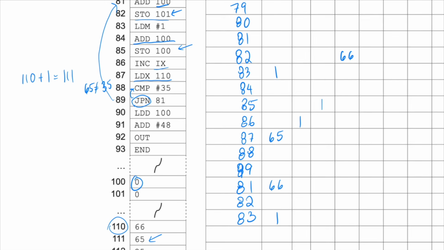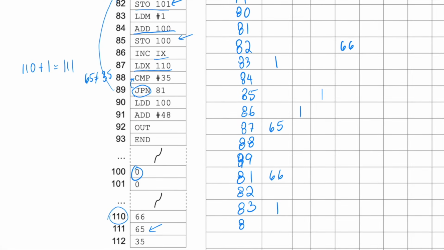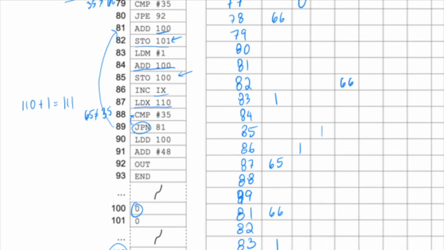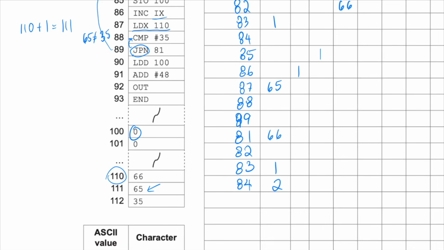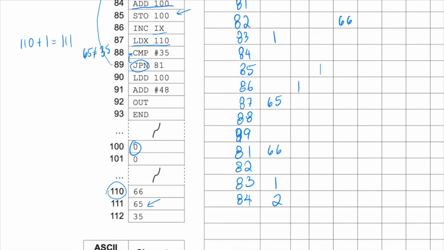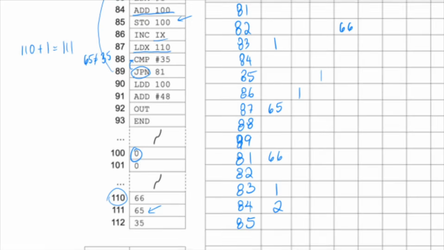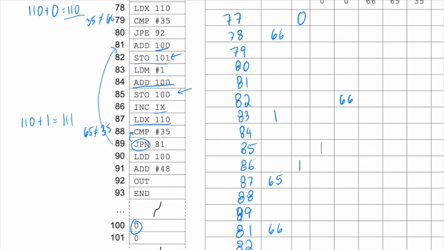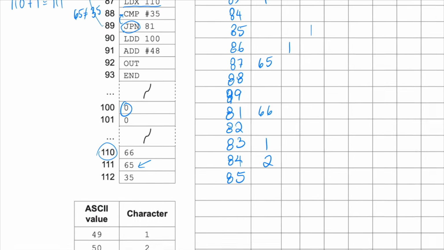And next we're going to have ADD 100. So if we go to 84, we're going to add whatever's in 100, and that's still 1, to whatever is in the ACC. And that's going to make this 2, because we have 1 in the ACC, and 100 still has a value of 1. And okay, go to 85. And we're going to store whatever we have in the ACC at location 100. So that means right here, we're going to put a 2.